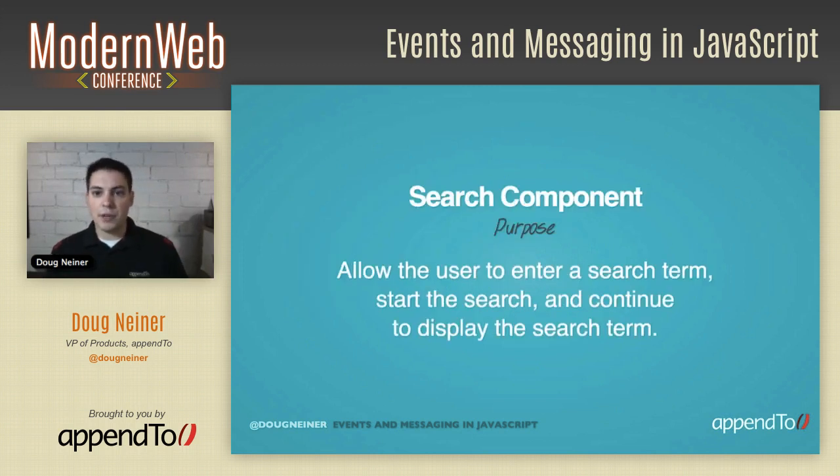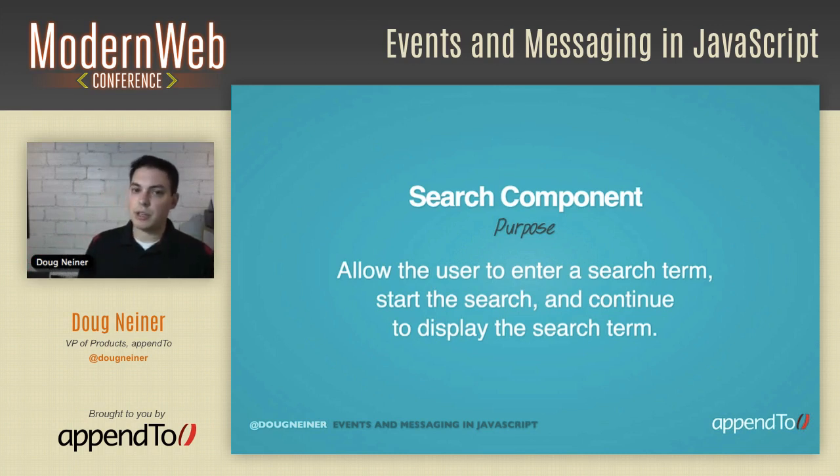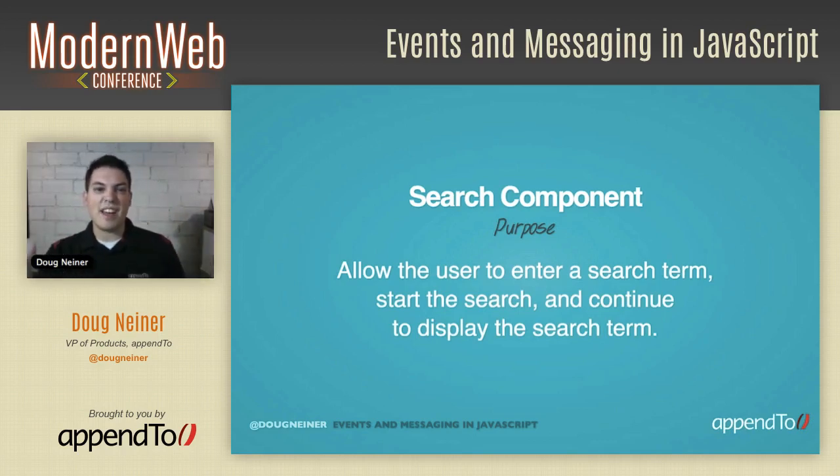So let's talk about that search component. That's the one at the very top. When we really sit down and look at it, what's its purpose? Well, allow the user to enter a search term. Start the search. It's going to trigger the search. And it wants to continue to display the search term once the search is rendered. So we don't want to hit search and have the term go away. We want it to be almost like a header and show us what the results are for that we're currently looking at.